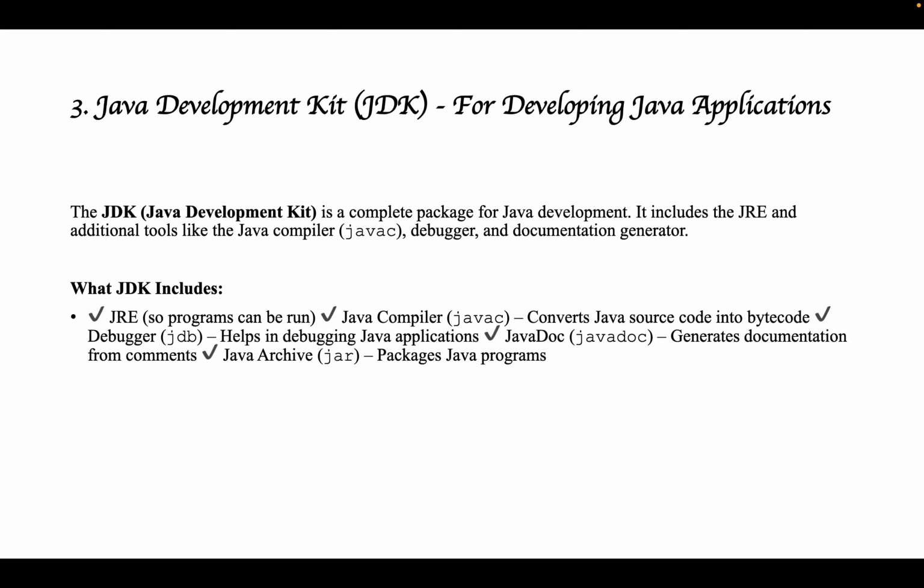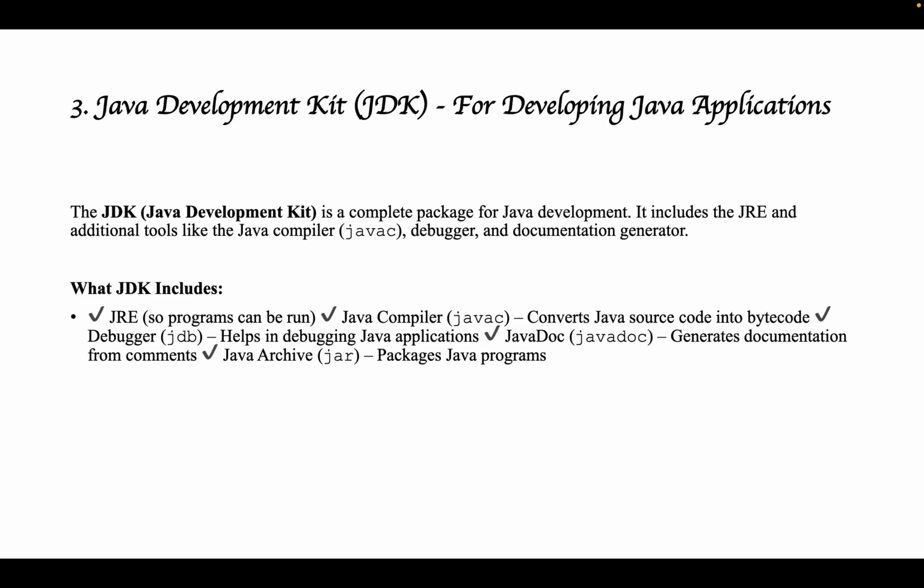What does JDK include? JRE, as I mentioned in the previous slide, is a subset of JDK. It is also stated here that the JDK includes the JRE and the Java compiler, which converts the Java source code that you write in your .java file into bytecode. Bytecode means the .class extension. Okay. The debugger helps in debugging Java applications. When you are creating large applications, you need this debugger. Javadoc generates documentation from comments.